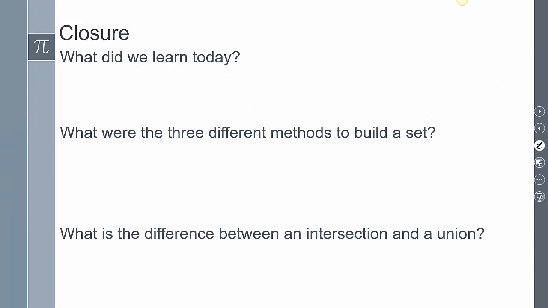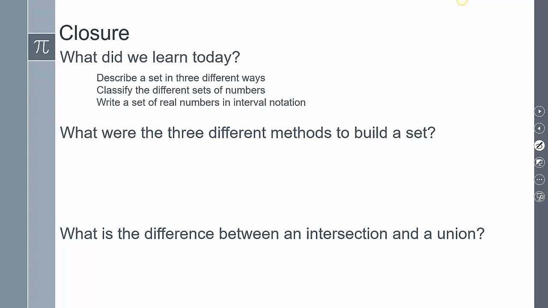Now as we conclude our lesson, at every closure or conclusion, I'm basically going to have a set of questions like these. So what did we learn today? Well, we learned a few things like describing a set in 3 different ways, classifying the different sets of numbers, and writing a set of real numbers in the different interval notations.